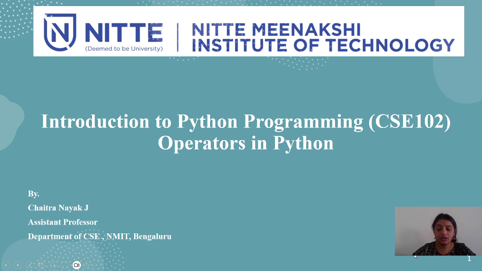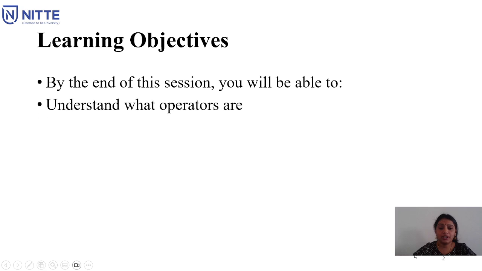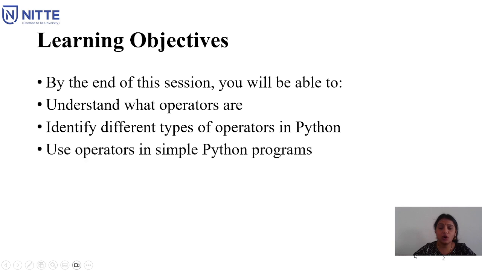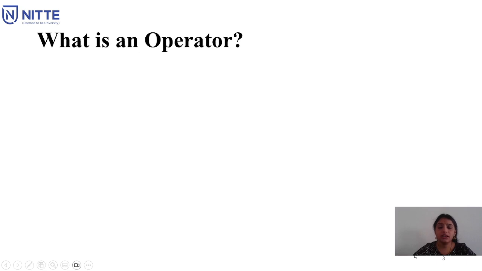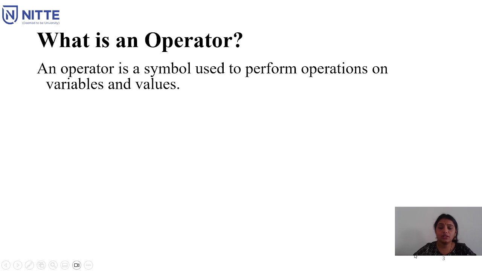Today, we will try to understand what the different types of operators in Python are, and how to use these operators to write simple Python programs. To move forward, let's first try to understand what an operator is. An operator is a symbol used to perform operations on variables and values.